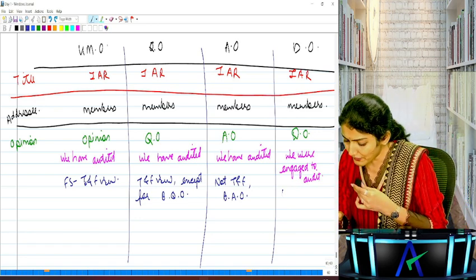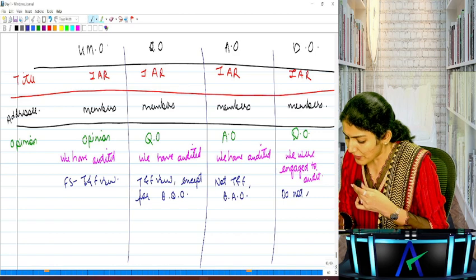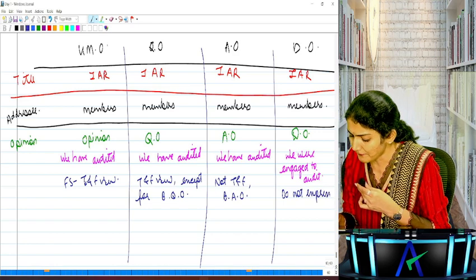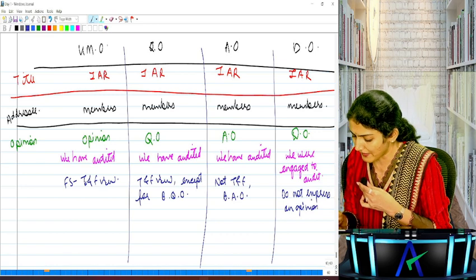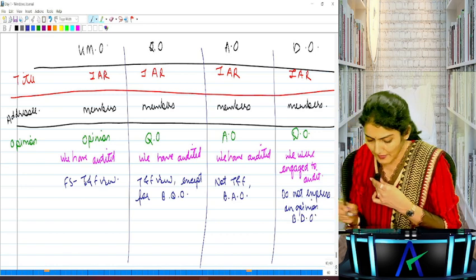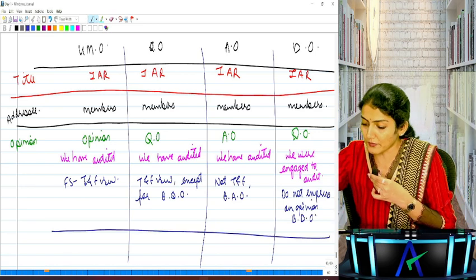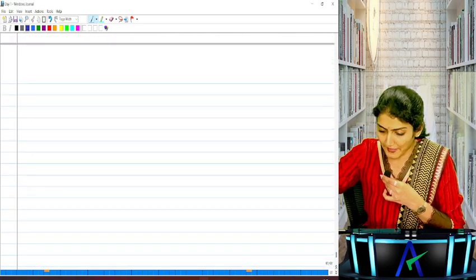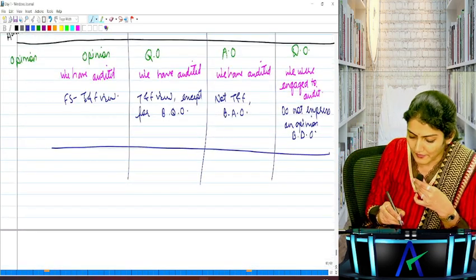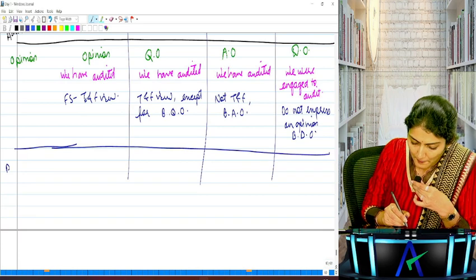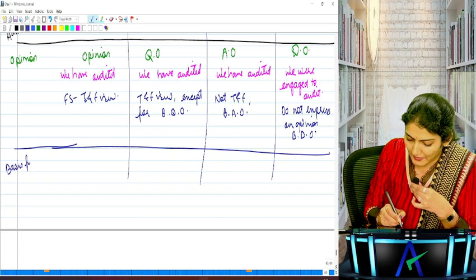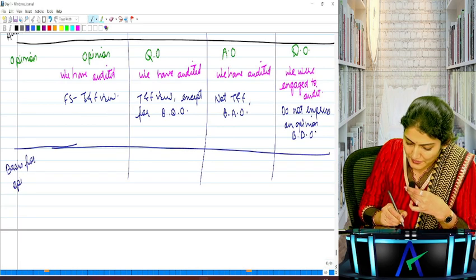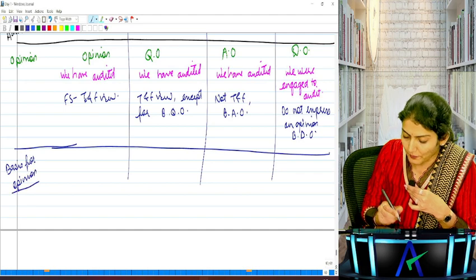And why do you not express an opinion? Because of the matters described in the basis for disclaimer of opinion paragraph, right? So this is now your opinion paragraph. After the opinion paragraph, what is the next para we have? Basis for opinion paragraph. Are you all with me? The next paragraph we have is the basis for opinion paragraph.